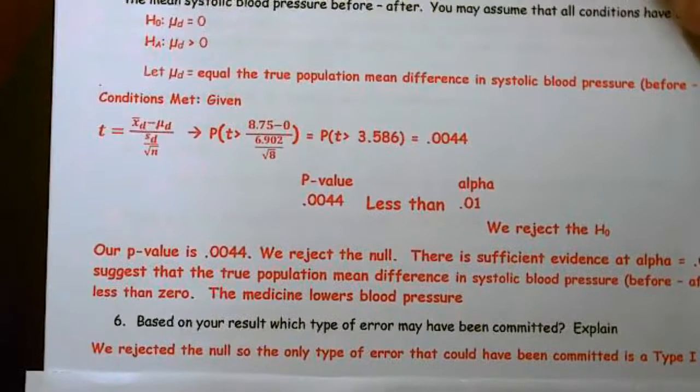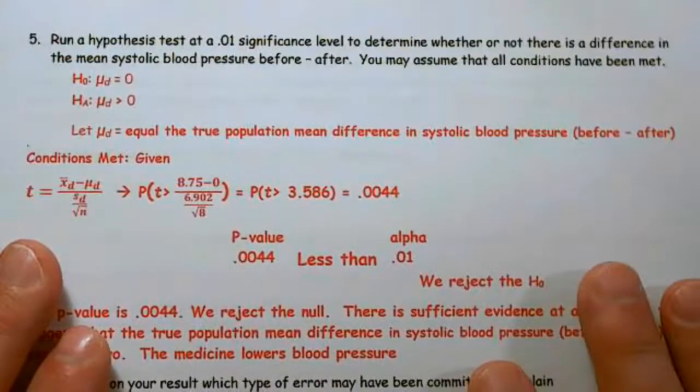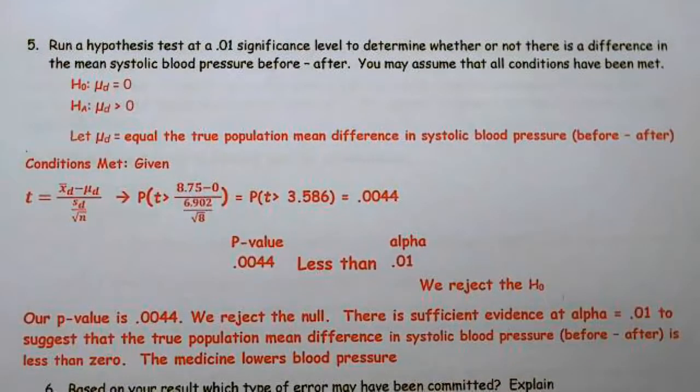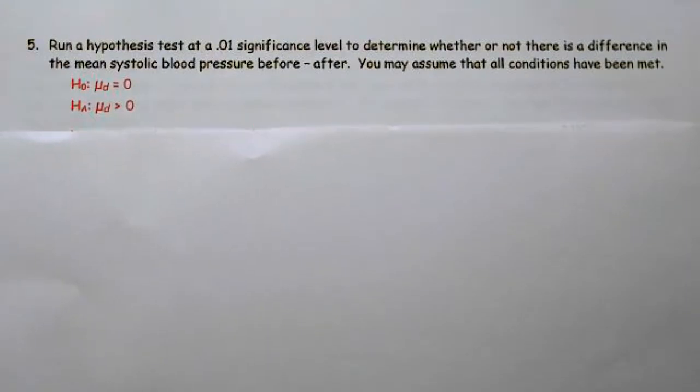All right, I'm going to do number 5 and 6 on this, and this will be the end of the video. When we get to 5 and 6, we'll start the next video on the next problem. All right, so number 5: run a hypothesis test at an alpha level equal to 0.01 significance level to determine whether or not there's a difference in the mean systolic pressure before minus after. You may assume that all the conditions have been met.